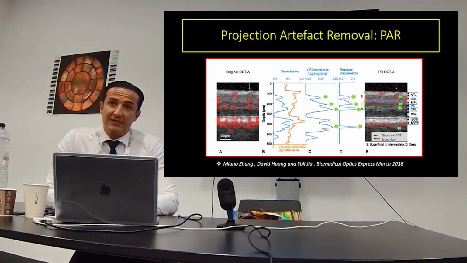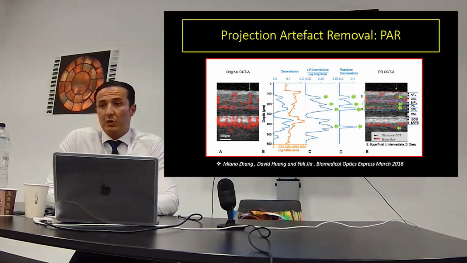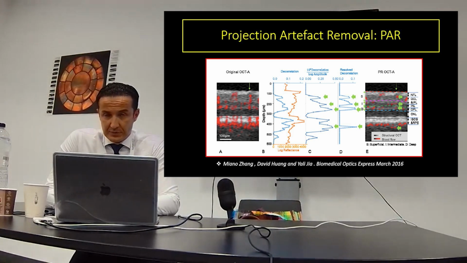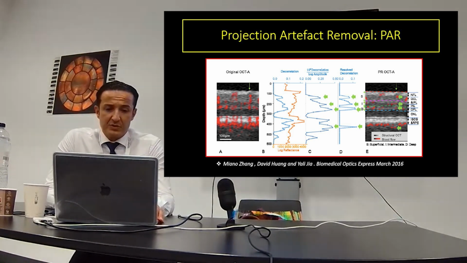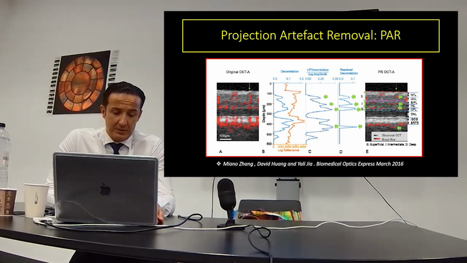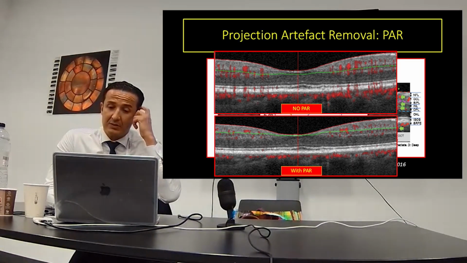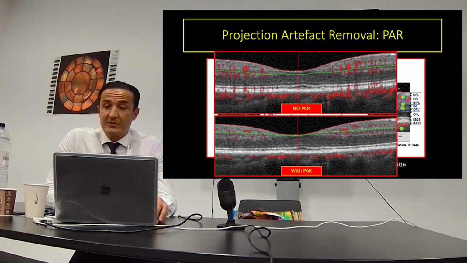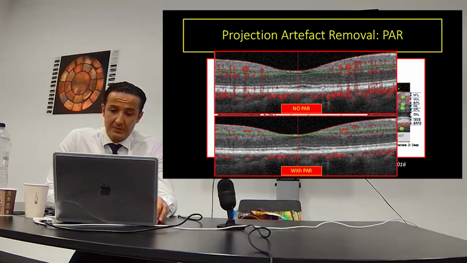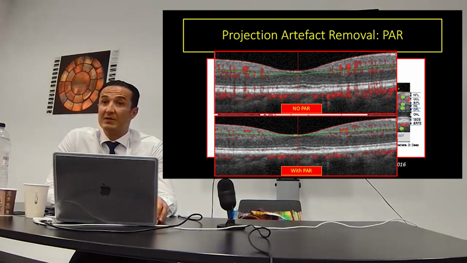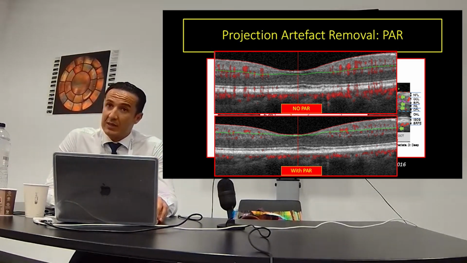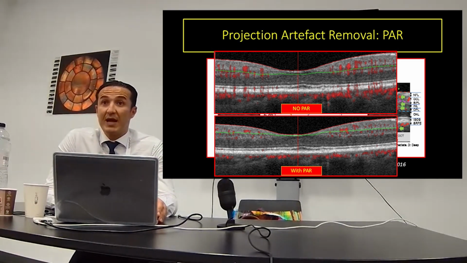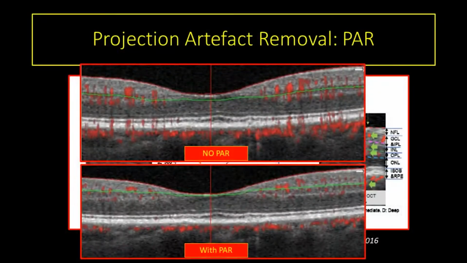The projection artifact removal is really improved compared to the XR with the Solix version, to remove the projection artifact from the superficial plexus, which induces artifact in the deep plexus, in the choriocapillaris, and the Bruch's membrane. And it's mandatory to have projection artifact removal to analyze the vascular density in the deep plexus. Look at this case of diabetic retinopathy.